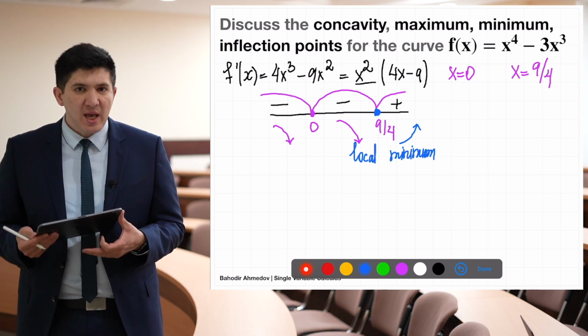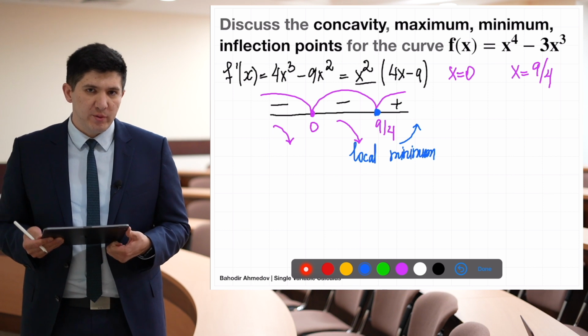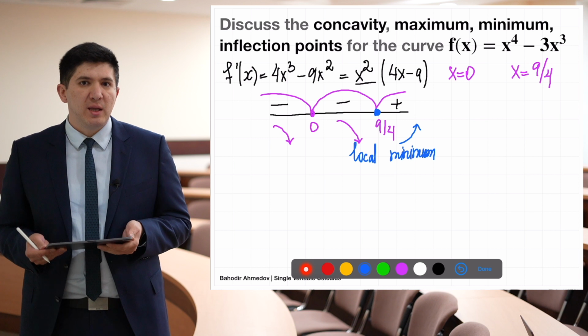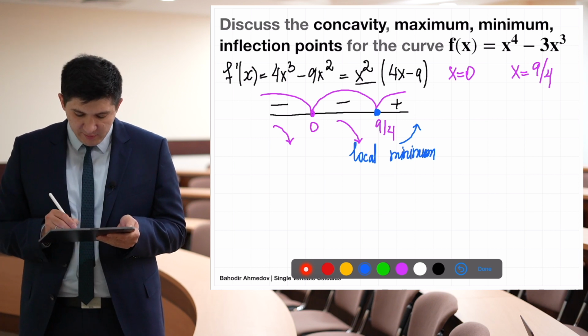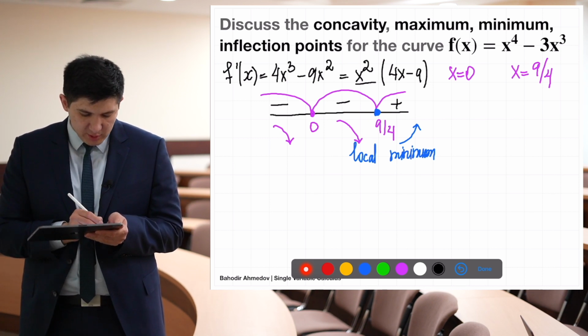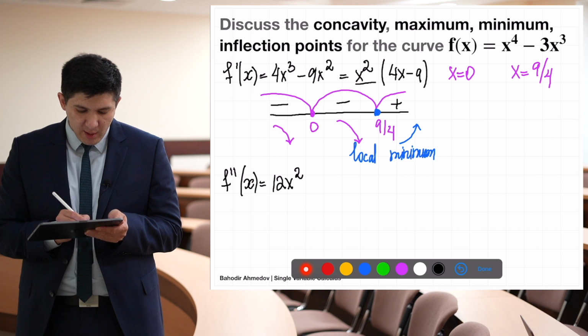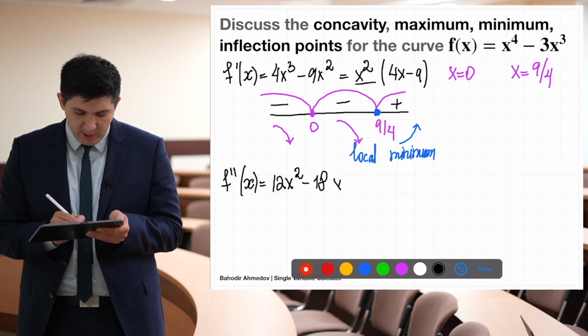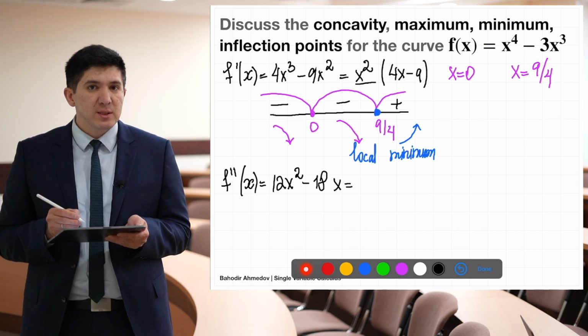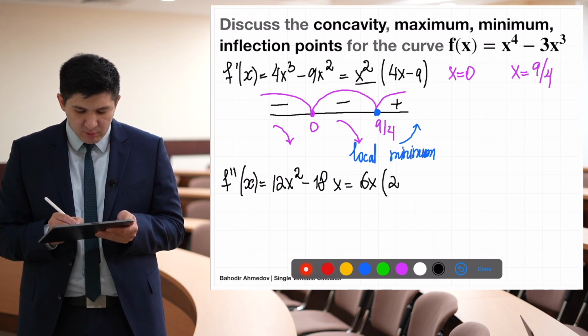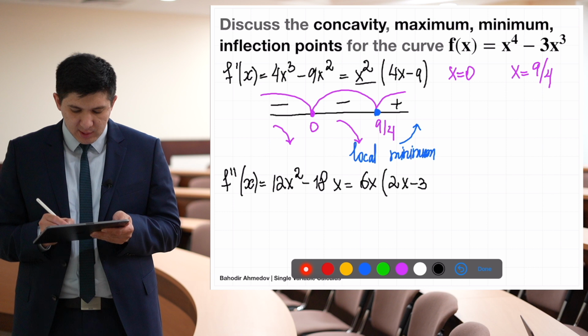So in order to sketch the curve, I think I need more information, and I can use the concavity of this curve in order to understand it better. So let's try to find the second derivative of this curve in order to find the concavity regions. The second derivative of the curve is going to be equal to 12x squared minus 18x. Well, we can take out 6x from the brackets. If you take out 6x from the brackets, what is left is 2x minus 3.